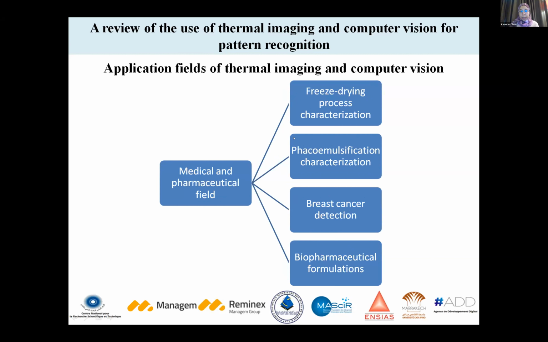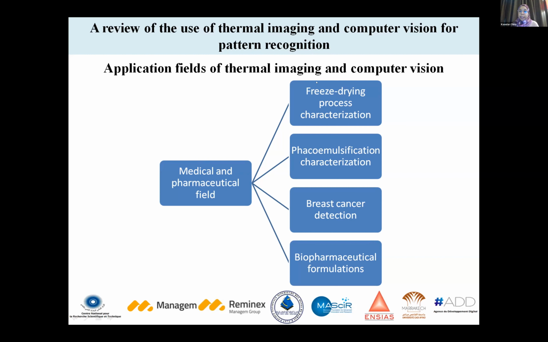Then we have also the medical and pharmaceutical field. For example, thermal imaging and computer vision can be used for freeze-drying process characterization, which is a process used in the pharmaceutical field. It can be used for characterization of the photoemulsification, which is an issue that can affect the eyes, the cataract of the human eye. Breast cancer detection is one of the main applications of thermal imaging. Several research studies focus on this issue.